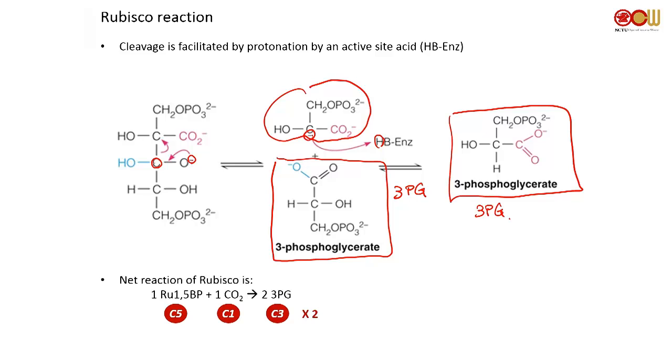Right? So the net reaction is you have 1 RuBP, which is C5, plus 1 CO2, which is C1, and it gives you 2 3PG, which is C3, and you have 2 of those, which totals 6 carbons. 6 carbons, okay, good. So that's the Rubisco reaction.